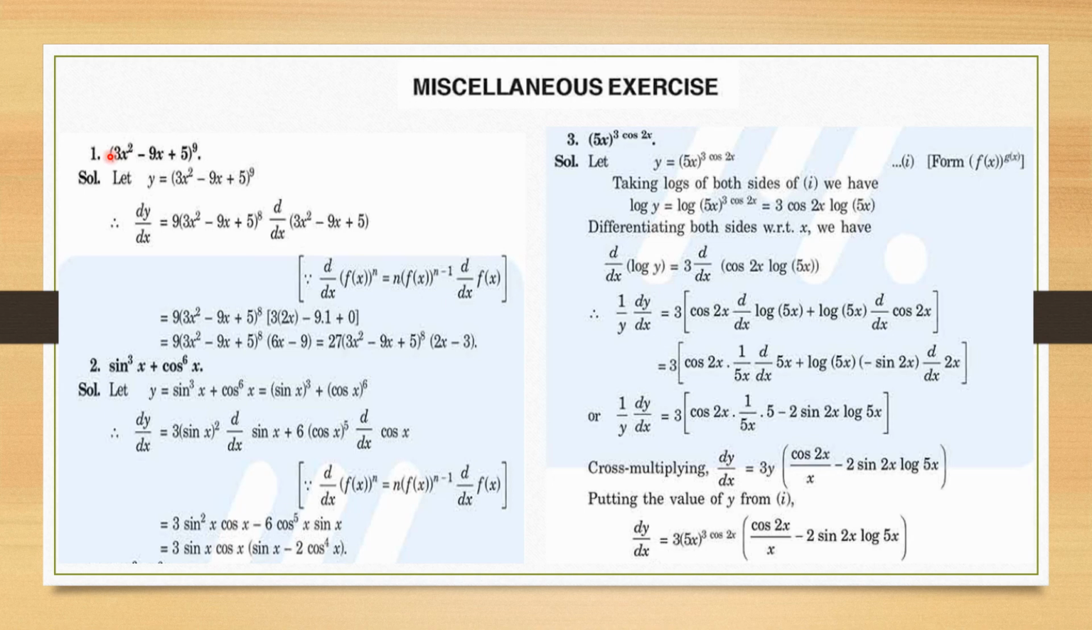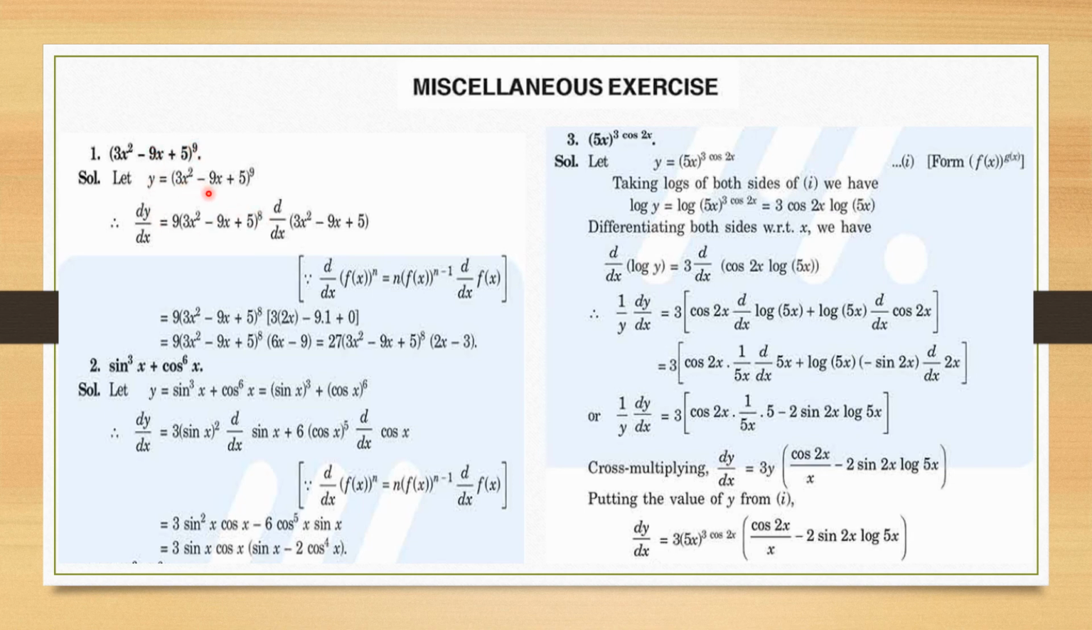Question number 1 of your miscellaneous exercise is, you have to differentiate (3x square minus 9x plus 5) raised to power 9. Okay, so I think this is a very simple question. Here you have to take y is equal to this complete term. And what is dy by dx? It is 9 times this function. Take it as x, like x raised to power 9, so it will be like 9x raised to power 8.